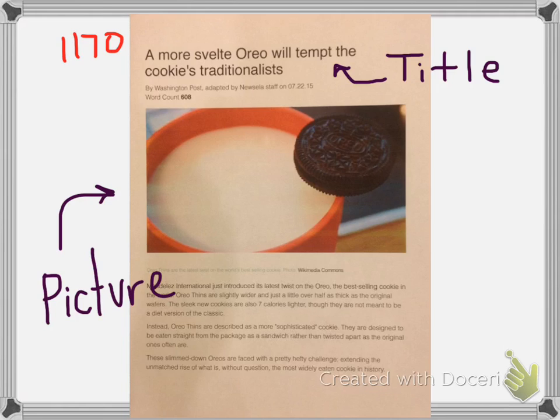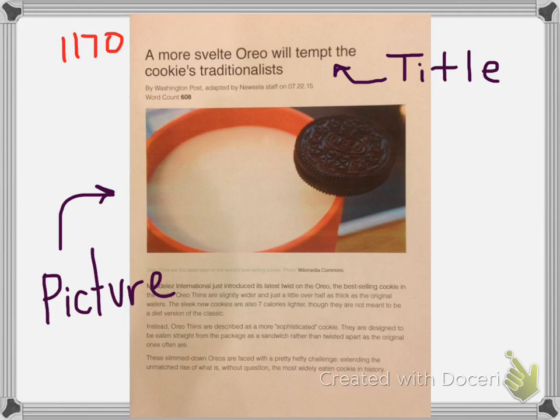Here's an article. It's the 1170 version of the article on Newsela. The first thing I notice is the picture, and I see an Oreo. It looks like an Oreo cookie sitting on the glass next to a glass of milk. So one of the first things I do is look at the picture, and then I read the title. The title says, "A more svelte Oreo will tempt the cookie traditionalists." The first thing I realize when I read that title is it has some confusing words in it, so I might want to read that title again to see if I can understand it better.